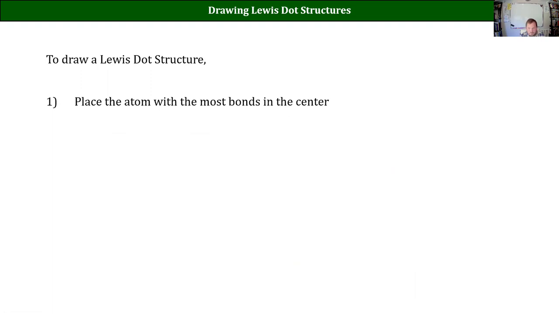All right, so here's our process for drawing a Lewis dot structure. It gets a little bit trickier. A good general rule is you put whatever atom is going to make the most bonds in the middle. It's a little bit more technical than that. Whatever element is going to make the most bonds in the middle is a pretty good way of estimating it. So the element with the most vacancies goes in the middle. And then you put whatever else you have from your molecule, you basically surround it around your central atom.